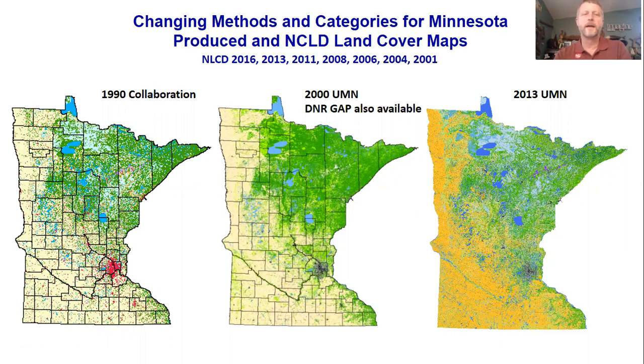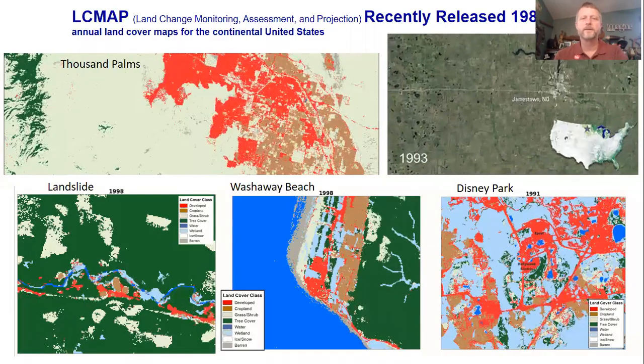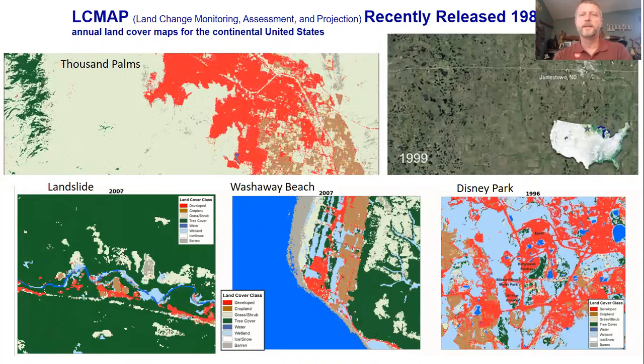The big problem with them is the methods have improved over time, so they're different. And then the categories change. So there's not a consistent land cover map available up until recently with the LC map. I've been waiting for this for a couple of years. This was just recently released a couple months ago.